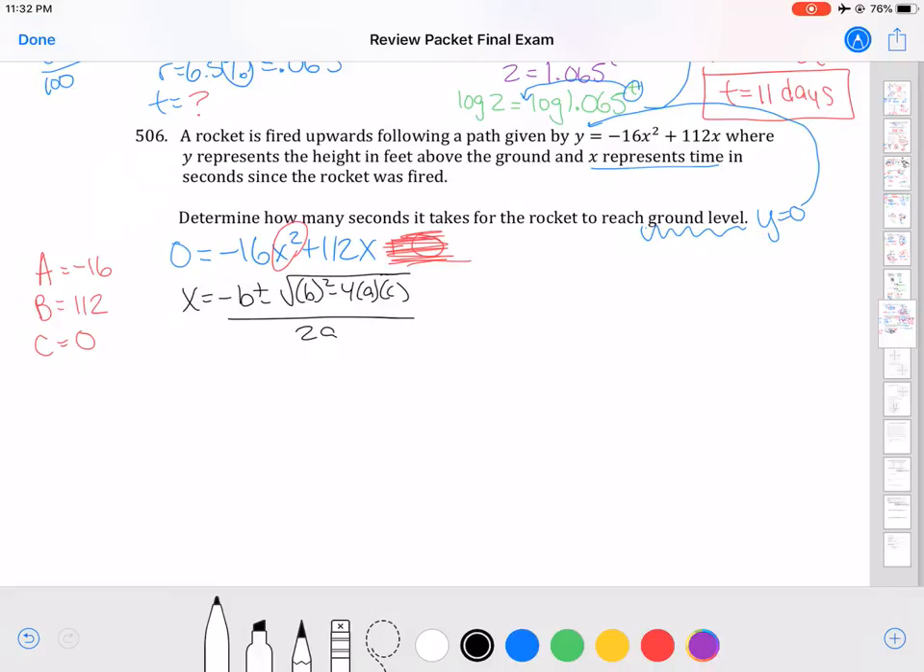If you write it so many times, you probably start to memorize it. And then I'm going to plug everything in. So my x, my equals, and my negative from the formula come down. B is a positive 112, so that negative sign is going to stay negative for this one.